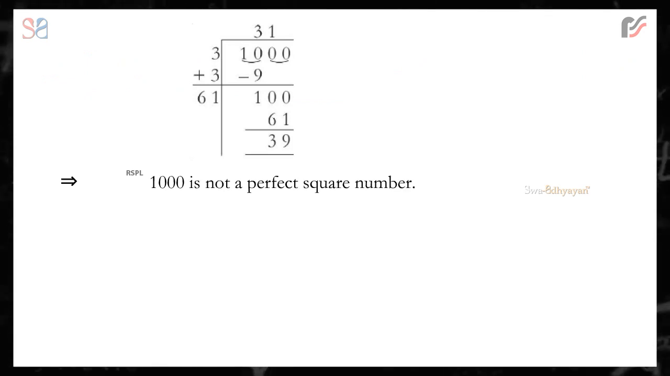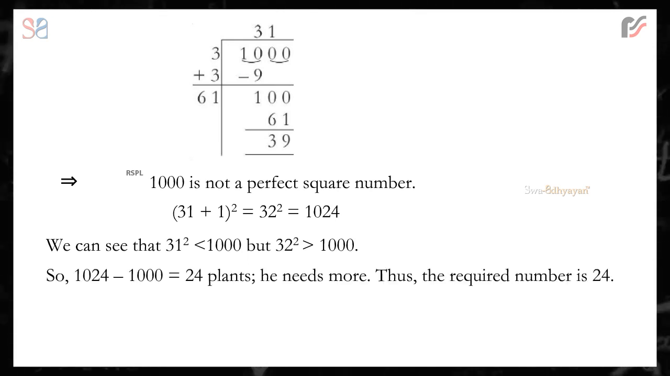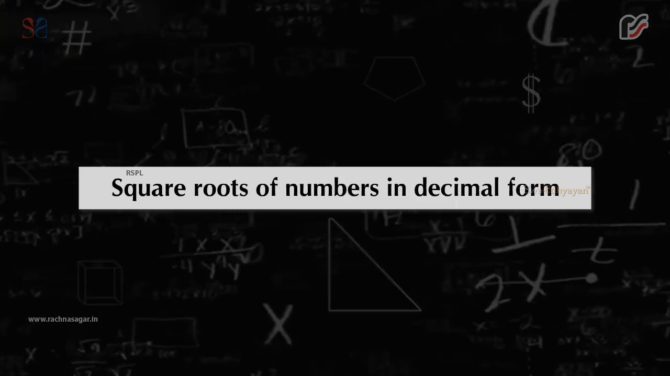This is shown as, this implies 1000 is not a perfect square number. 31 plus 1 whole square is equal to 32 square, which is equal to 1024. We can see that 31 square is lesser than 1000, but 32 square is greater than 1000. So, 1024 minus 1000 is equal to 24 plants. He needs more. Thus, the required number is 24. Square roots of numbers in decimal form.